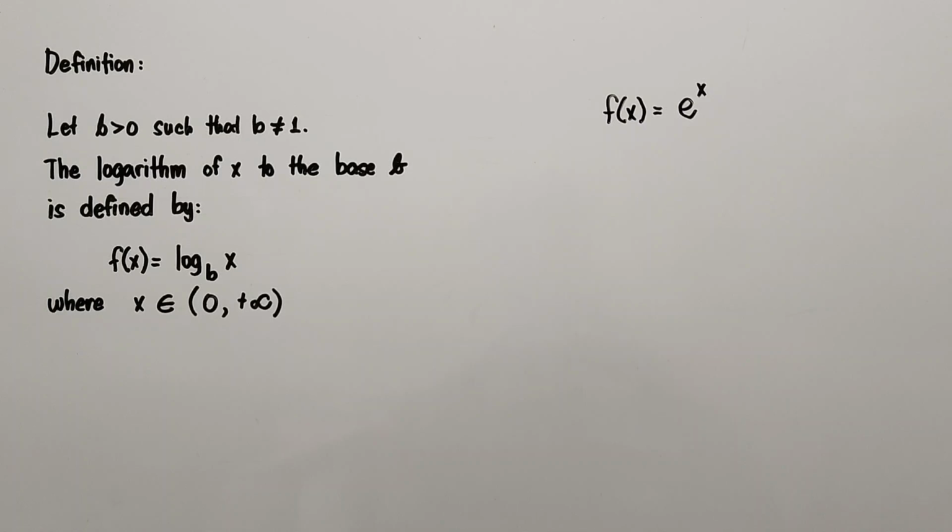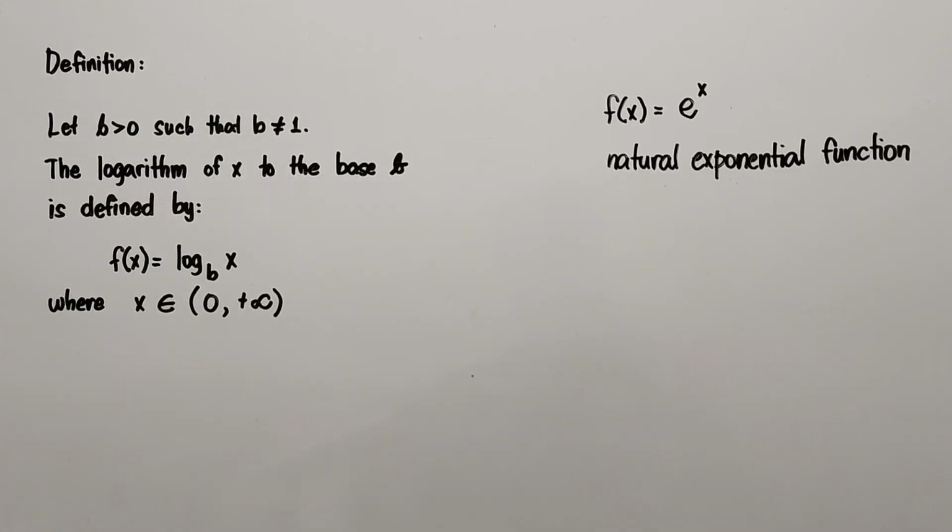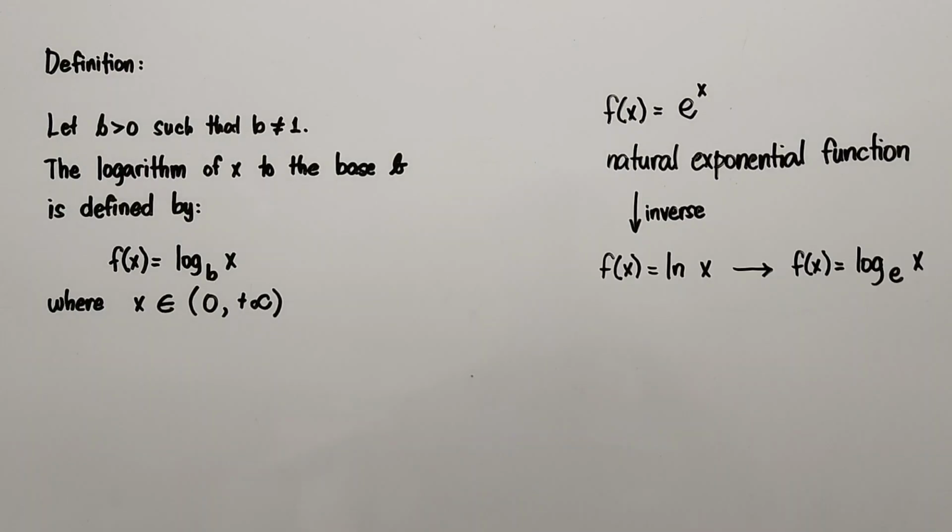If the value of b is equal to e, which is referred to as Euler's number, the function defined by f of x equals e power x is called the natural exponential function. Its inverse, which is the natural logarithmic function, is defined by f of x equals ln x. And this f of x equals ln x is equal to f of x equals log x to the base e. This constant e is approximately equal to 2.72.